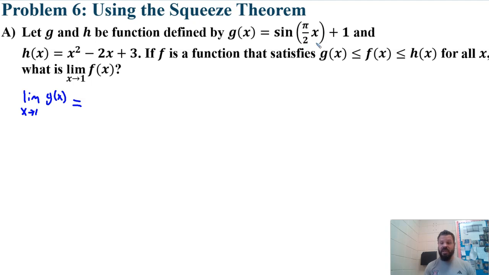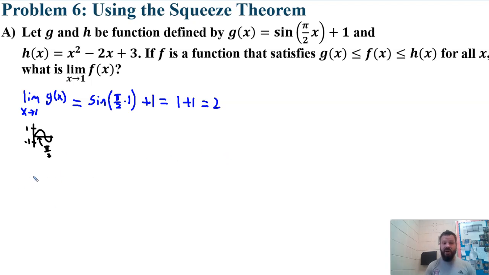Now here there's not going to be any issues plugging 1 in, no domain issues or anything like that, so we can use direct substitution. So it'll just be equal to the sine of pi over 2 times 1, plus 1. Just a reminder once again, the sine function goes between 1 and negative 1, and it hits that value at pi over 2. So in other words, here we have 1 plus 1 equals 2.